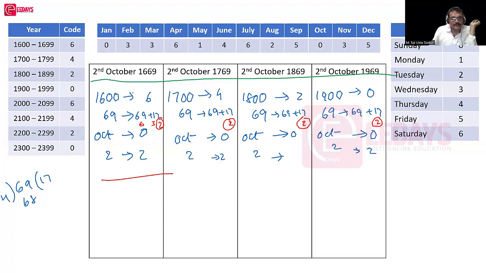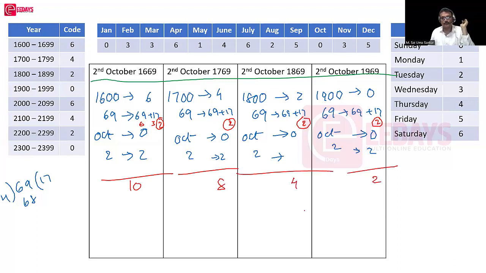Now, what is the sum? 6 plus 2, 8. 8 plus 2, that is equal to 10. Okay. If that number is more than 7, you need to divide that number with 7 and take the remainder. 4 plus 2, 6. 6 plus 2, 8. And this equal to 2 plus 2, 4. And this is equal to 2. Here 1. Here this is equal to 4. And here this is equal to 2.